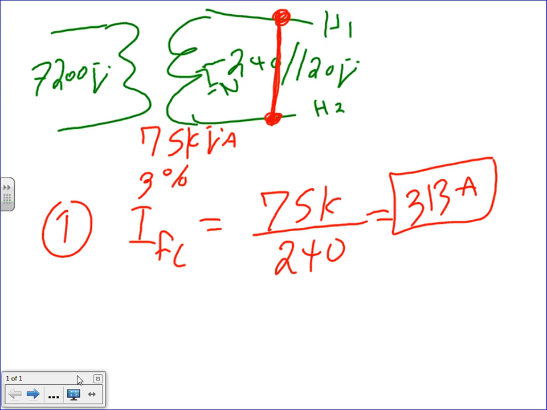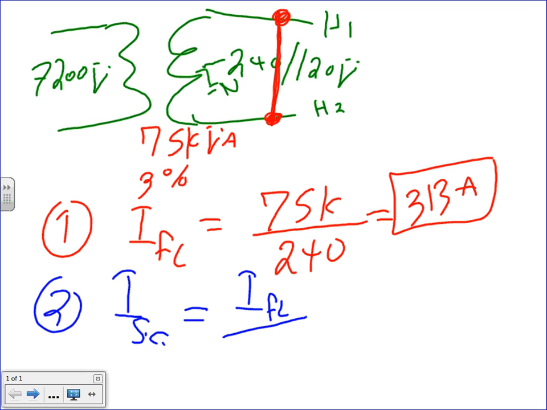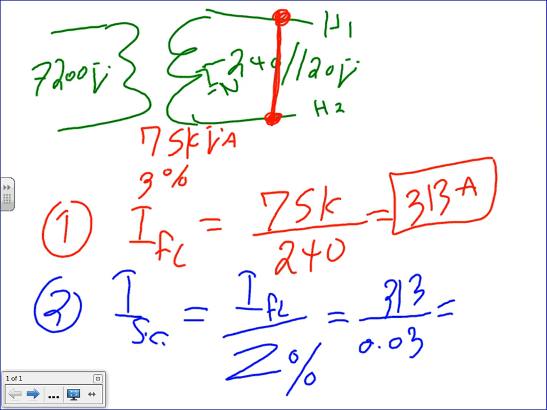The second step, which is very easy to find: I short circuit line to line equals I full load divided by the impedance, which is Z. Piece of cake. So grab that 313 divided by the impedance, 0.03. That's about 10,400, 10.4 kilo amp. So the available short circuit is 10.4 kilo amp.